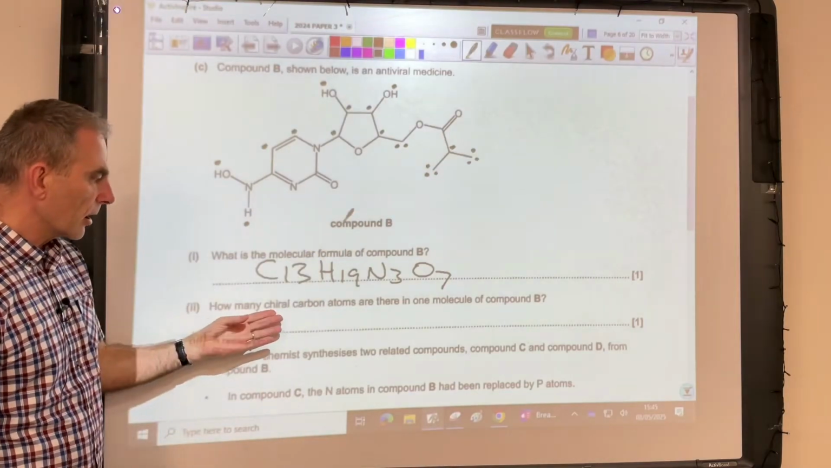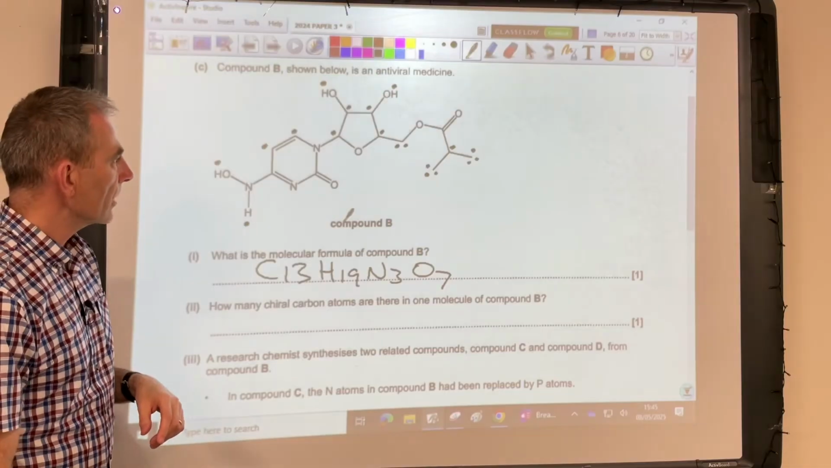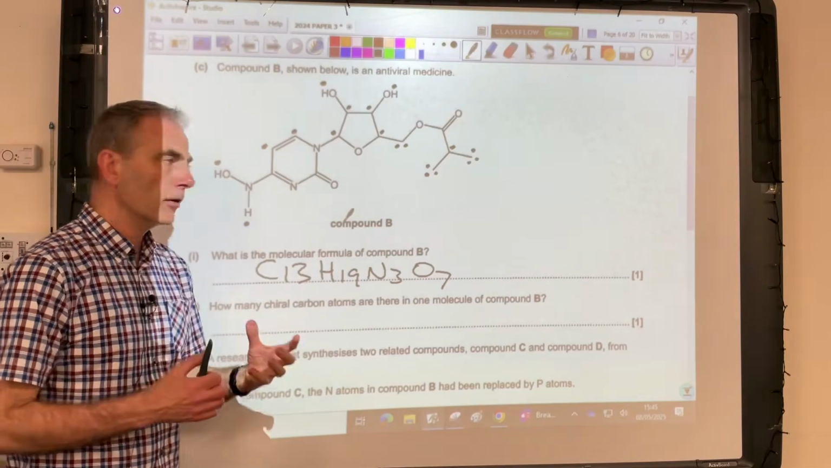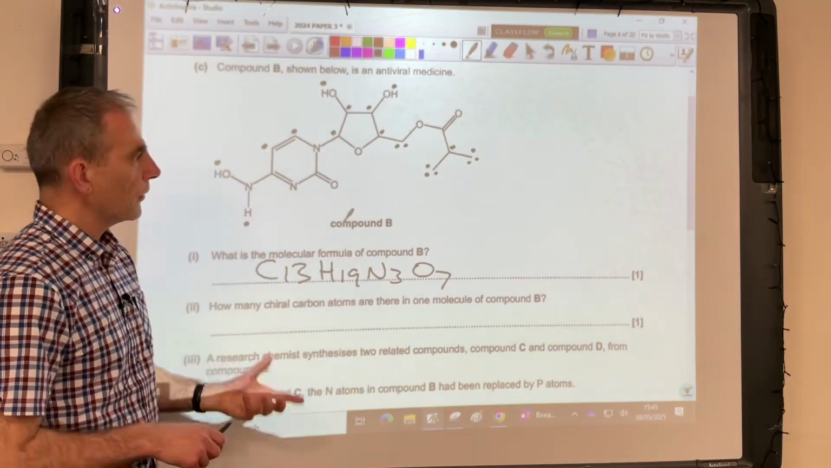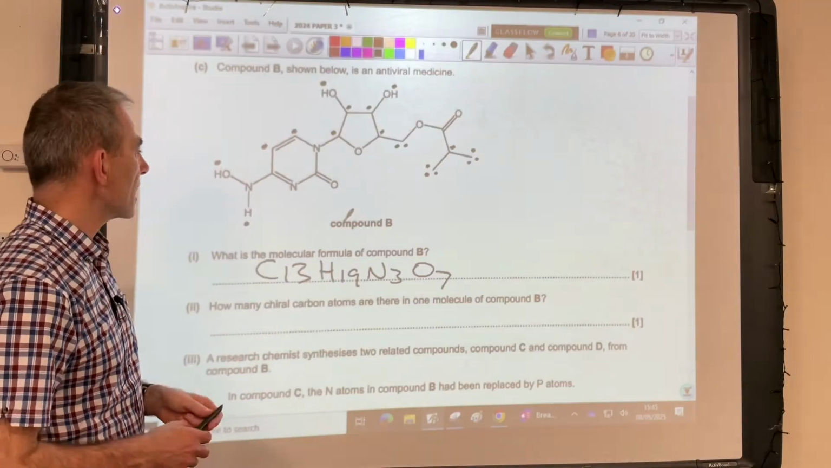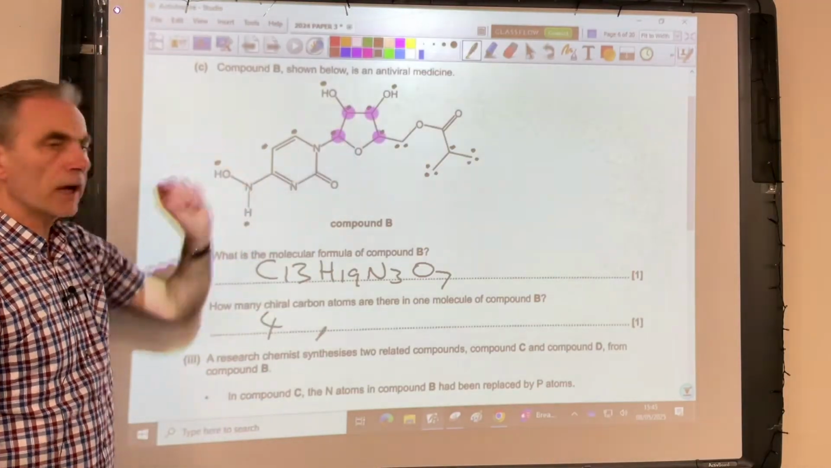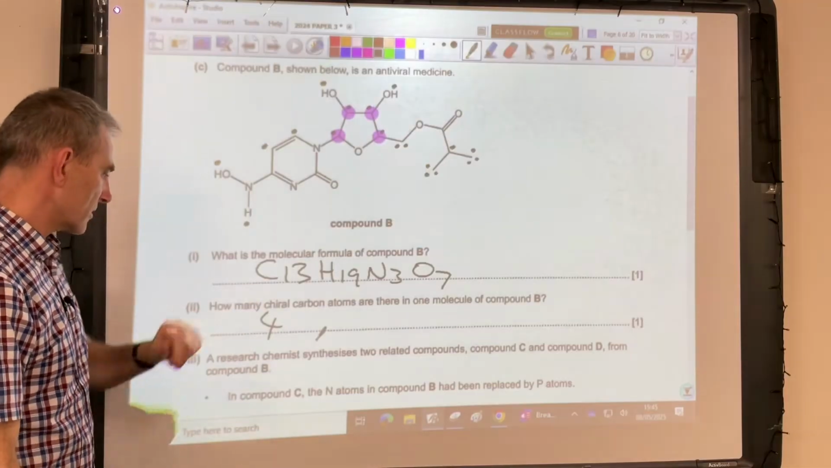How many chiral carbon atoms are there in one molecule of compound B? So we're looking for carbon atoms that have got 4 different atoms or groups attached. So I've highlighted the 4 chiral carbon atoms in the molecule, so there's 4 there.